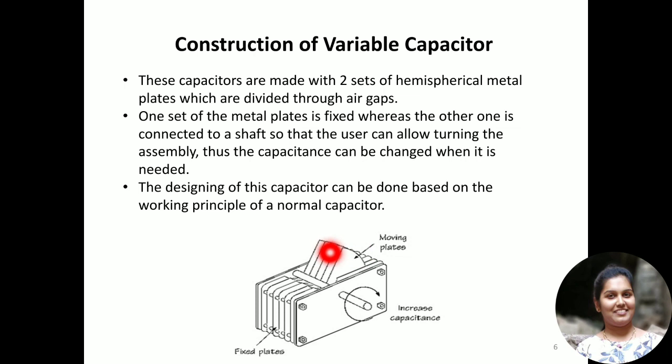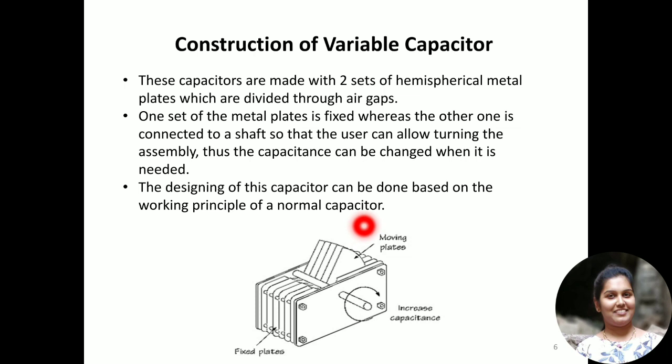These plates are nothing but the movable plates, and these plates are nothing but the fixed plates. So when you rotate the shaft, the plates will be coming and overlapping with the fixed plates. The more you rotate the shaft, the more the overlapping of the plates will take place. So the construction is like this, and these capacitors are generally used in different applications because it is very simple in construction.